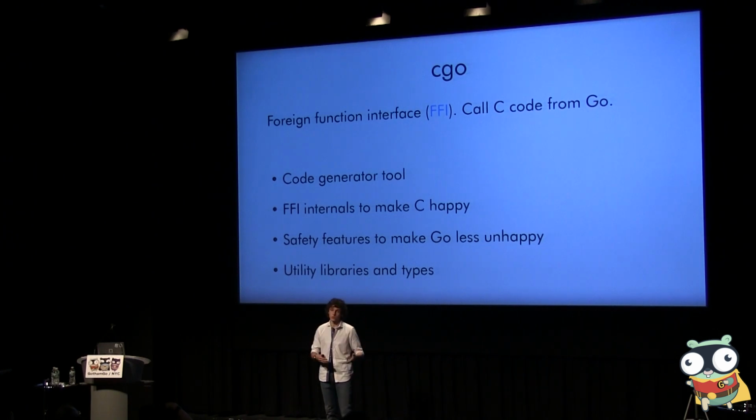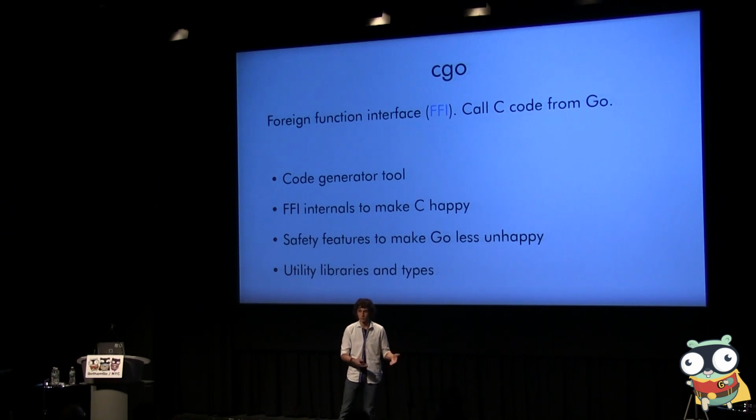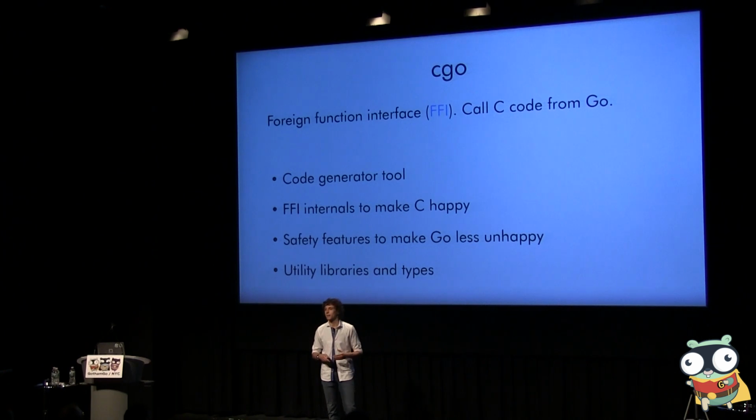Then there's safety features, which are meant instead to make the Go code less unhappy about what you're doing to its poor memory, which include things like making sure you don't pass pointers that the garbage collector will then move, and similar rules. And finally, there's some utility libraries and some types that help you develop code for Cgo.